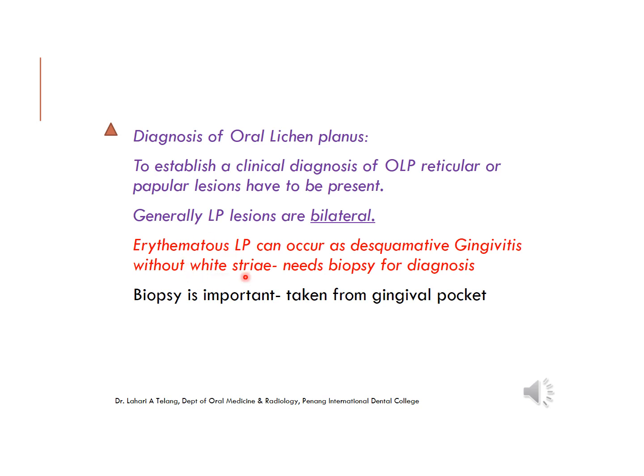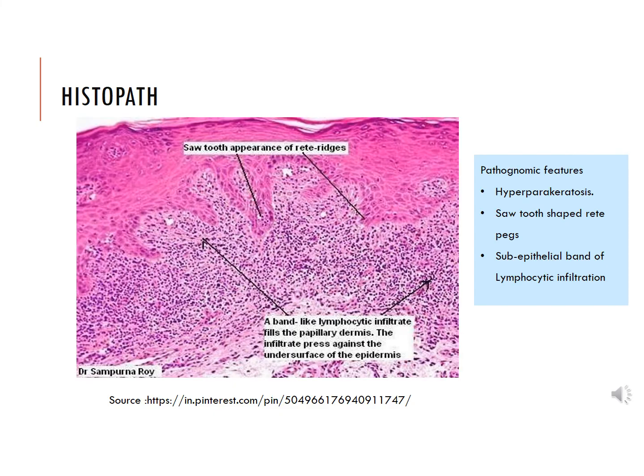And in these cases, you might need a biopsy for diagnosis if you're clueless as to why it is so erythematous and you're having other differential diagnoses in mind. Biopsy is important and should be taken from the gingival pocket in this kind of situation. But if the lichen planus is on the buccal mucosa, then you would want to take a biopsy from the buccal mucosa. So that's about diagnosis.